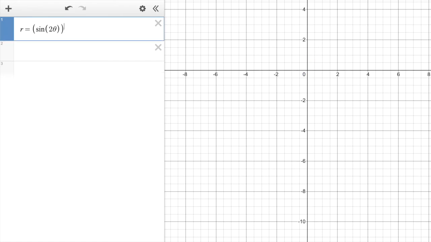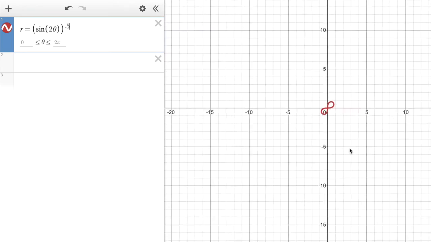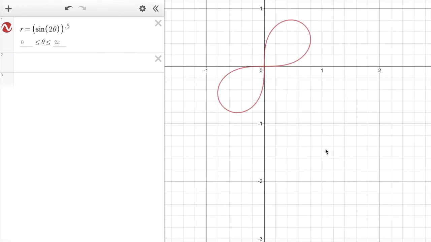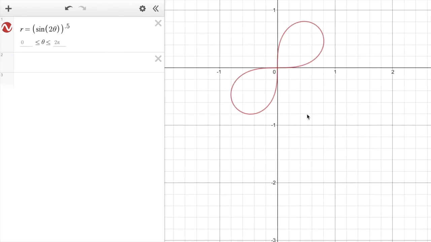That's the same as doing to the power of 0.5. So look here, this is an infinity sign. Pretty cool. So r equals the square root of sine of 2 theta, or r squared equals sine of 2 theta, gives us this cool infinity sign. Maybe that'd be a fun exercise for you to do. Convert r squared equals sine of 2 theta into rectangular coordinates, and take a look at how ugly it looks. But the shape here is very naturally, very easily describable using polar coordinates. Pretty cool.